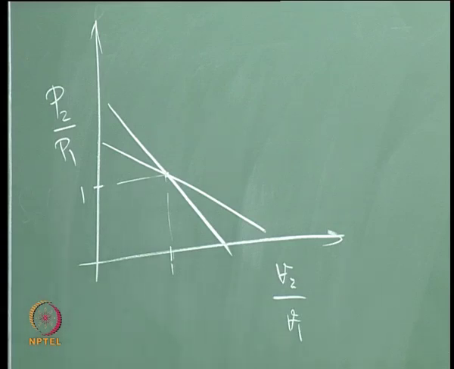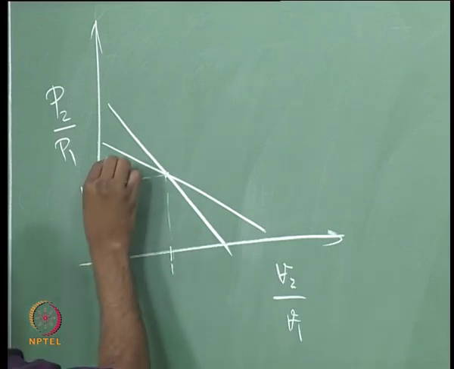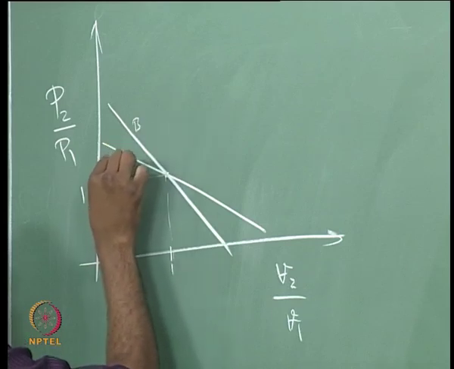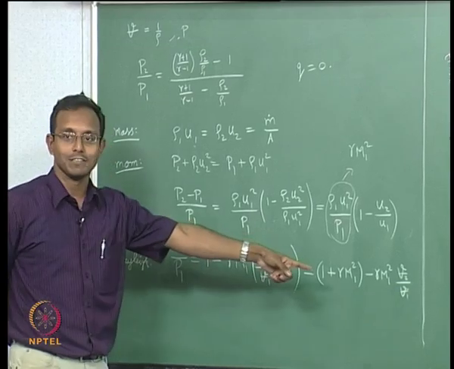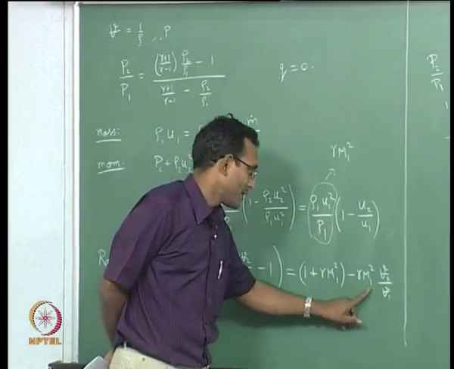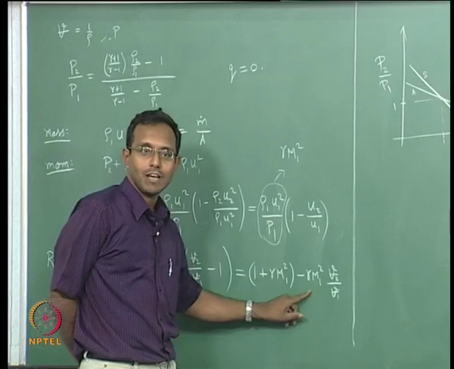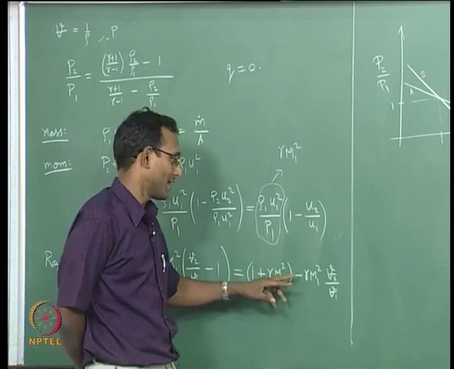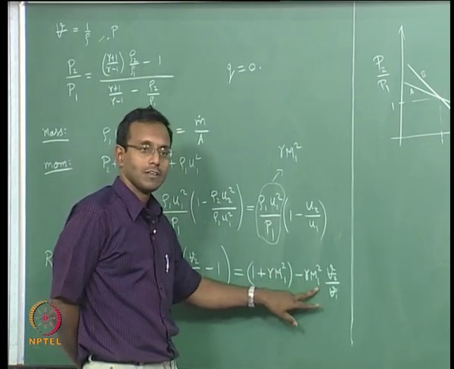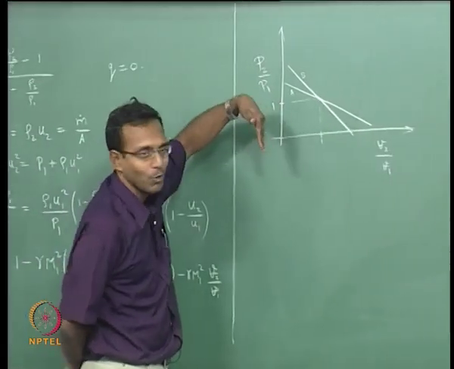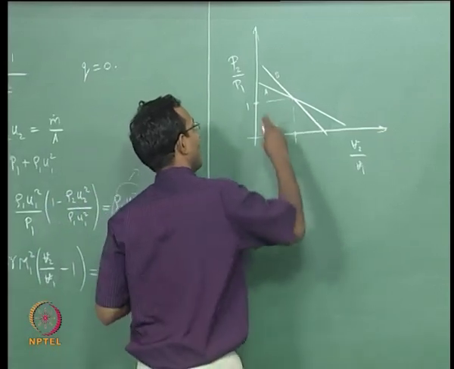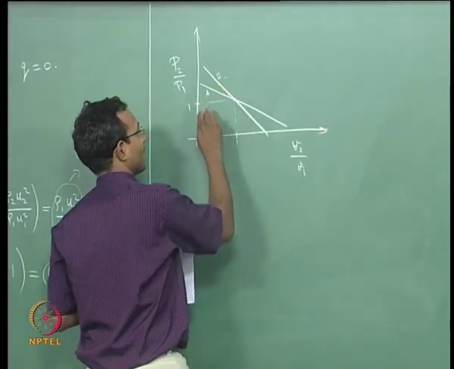Which one is higher Mach number? I have to label them first. A and B, they are all straight lines. Which one is higher Mach number? The slope is what matters here. The slope magnitude is gamma m square. Both are negative slope. If m is higher, then it will have higher magnitude, it will be more vertical. So, B will be higher Mach number.